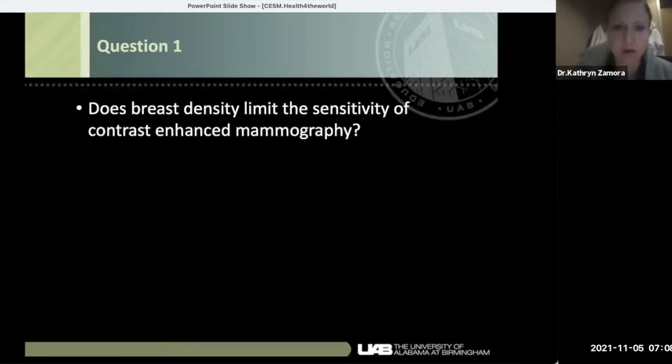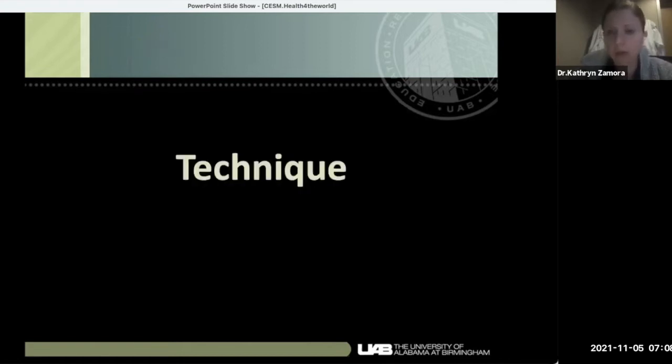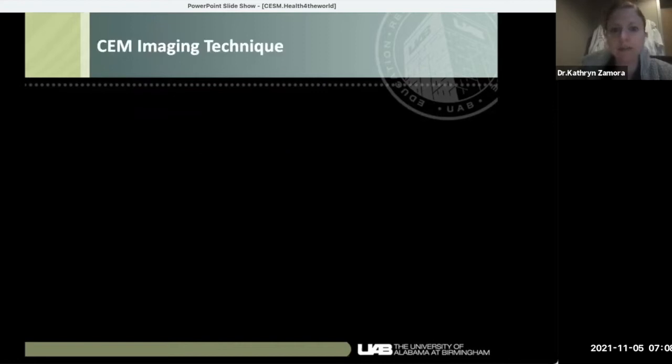So just to make sure everyone's paying attention, first question, we'll have 4 here. Does breast density limit the sensitivity of contrast-enhanced mammography? And the answer is no. Okay, so we'll discuss technique.